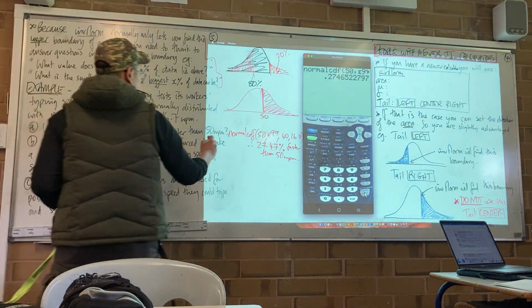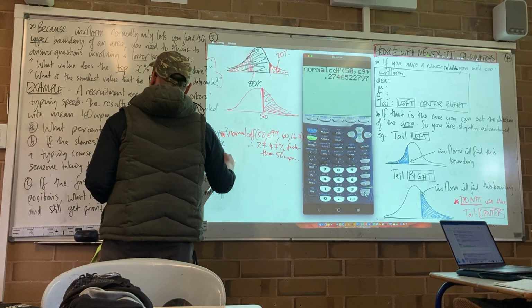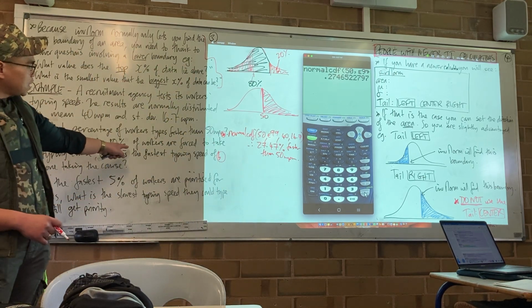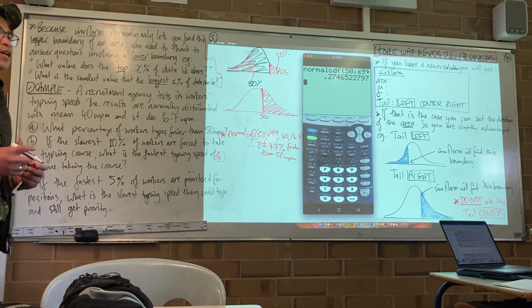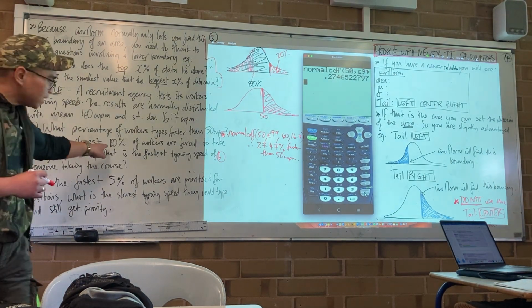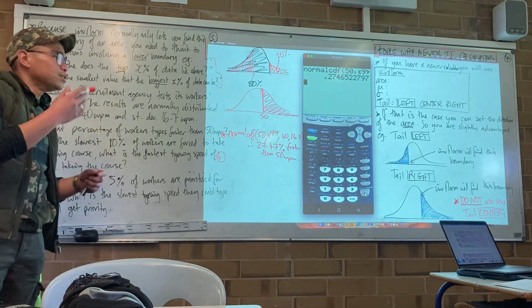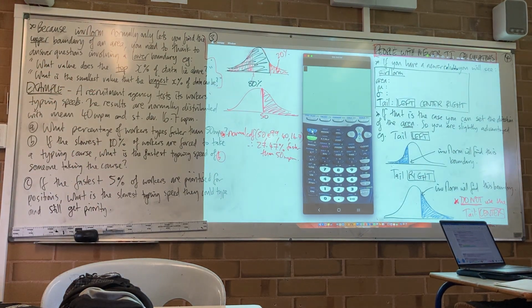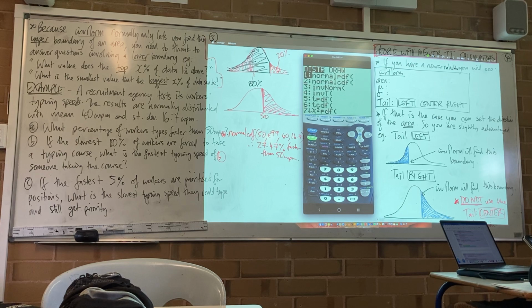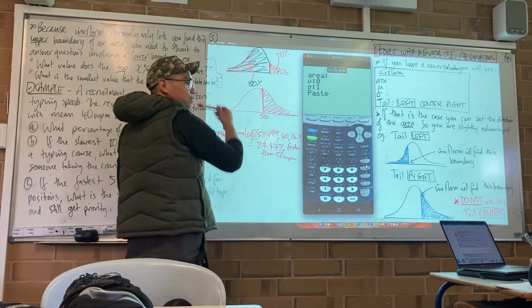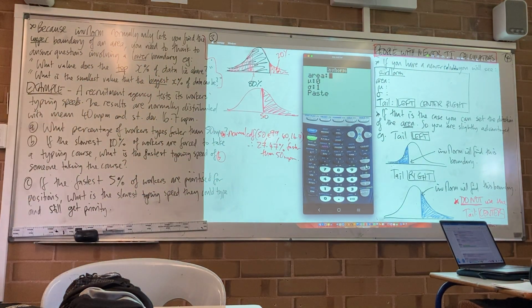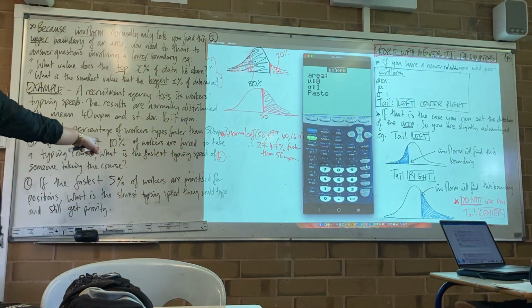Now let's answer B, which is inverse normal. If the slowest 10% of workers are forced to take a typing course because they're so slow, what is the fastest typing speed of someone taking the course? Am I given the percent here? So now I'm using inverse normal. I'm not trying to find the percent. So second vars, inverse normal. Because I'm finding the lowest 10%, my tool does that. It colors in to the left. So what would 10% be as a decimal? 0.1.